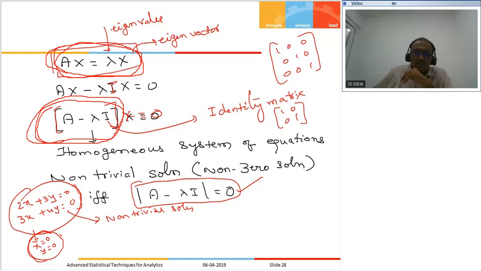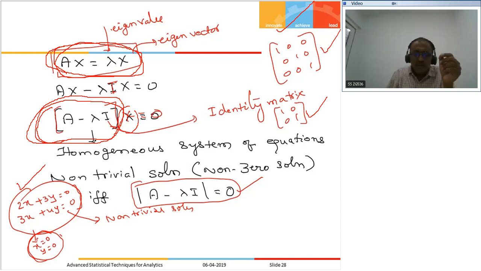So that means we need to find x values as well as lambda values. This is what we call a system of homogeneous equations. This is actually very simple. A is a matrix, lambda is some value, I is our identity matrix. It is a 2 by 2. Yeah, I will tell you. 1 0 0 1 is the 2 by 2 identity matrix, and this is the 3 by 3 identity matrix. Why? That is a very good question actually. Why do I need to multiply with I?